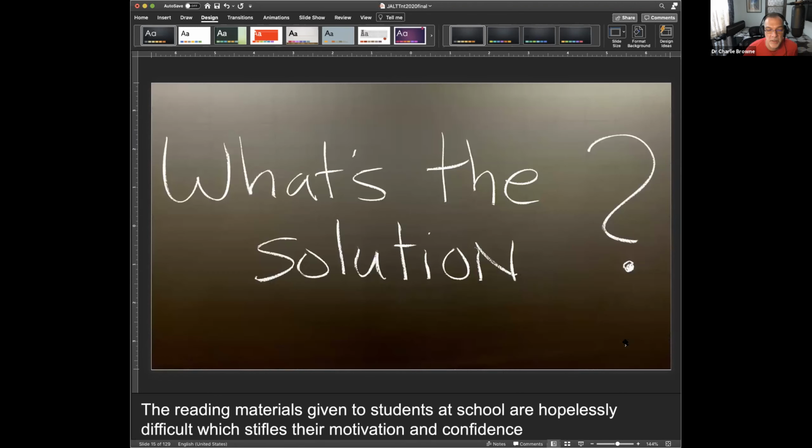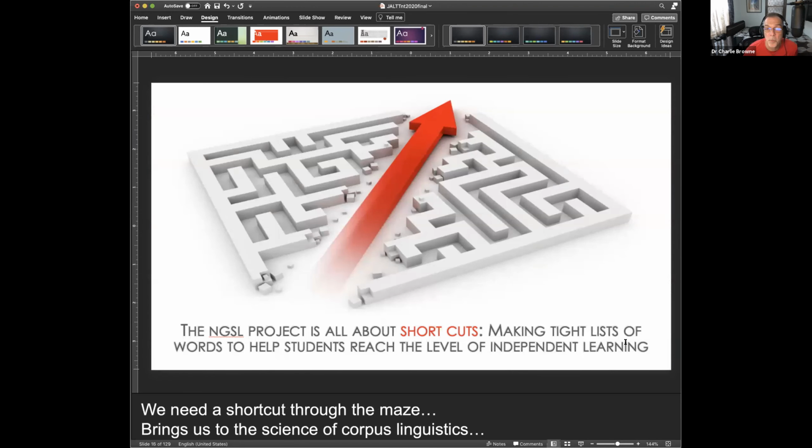And so the solution, I think, is well-designed word lists. So the NGSL project, the New General Service List, is NGSL. The New General Service List project that I've been working on these past 10 years or so is basically designed to solve this problem. It's about shortcuts. It's trying to make very short lists of high frequency words that can help students in various genres to achieve the level of independent learning.